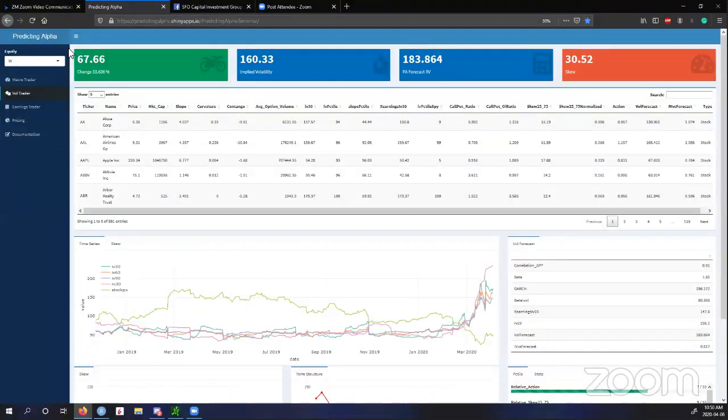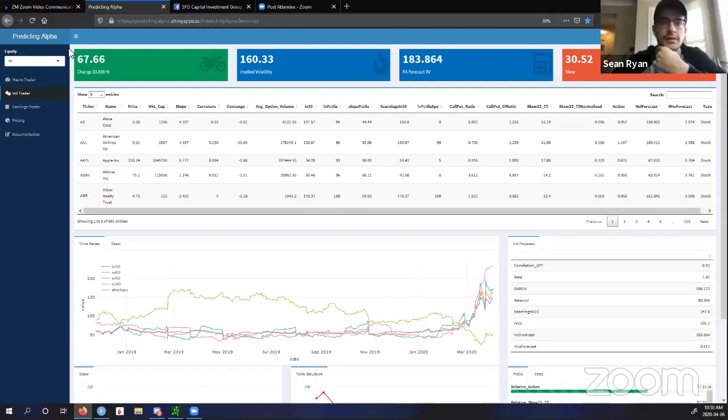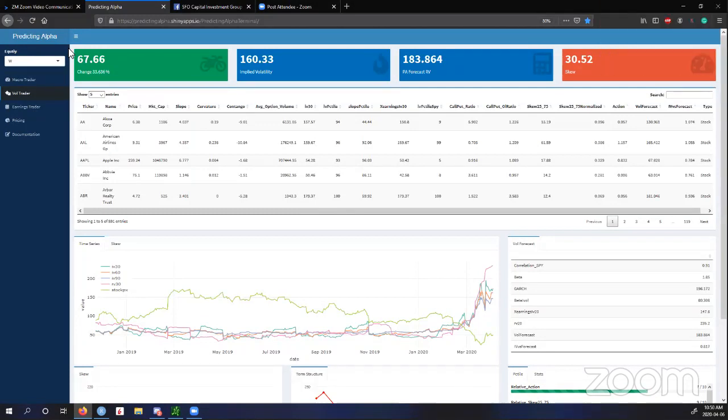Which screen do you see right now? I can see the Predicting Alpha terminal, and we're live now. Okay, great. What's going on, guys?